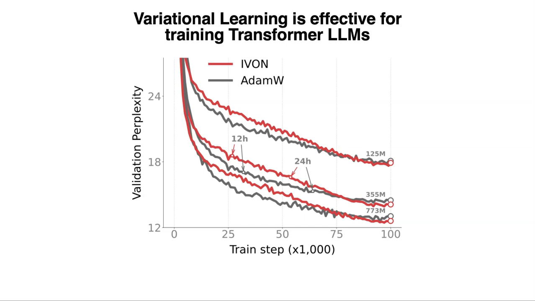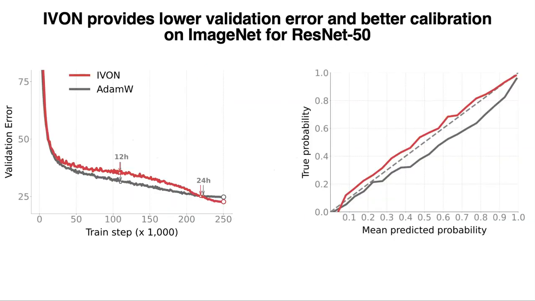Transformer LLMs up to the size of 773 million parameters that are trained with IVON show better validation perplexity at a similar compute budget when compared to models trained with AdamW. Similarly, we find when training ResNet 50 on ImageNet that models trained with IVON show lower validation error on the left, and on the right hand side shown is that they are better calibrated than models trained with AdamW.